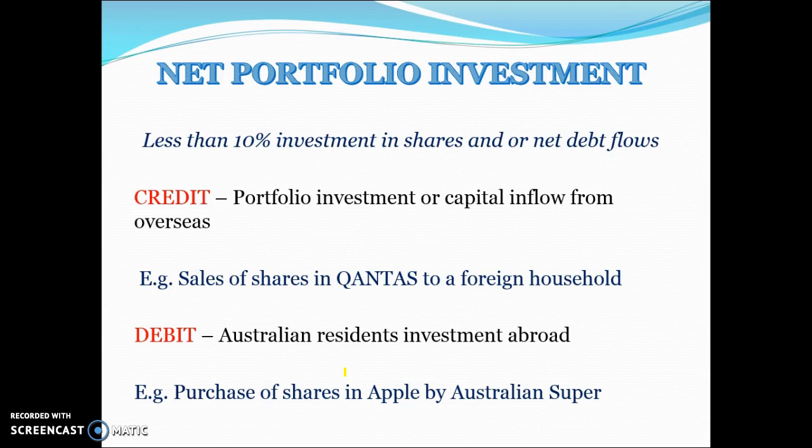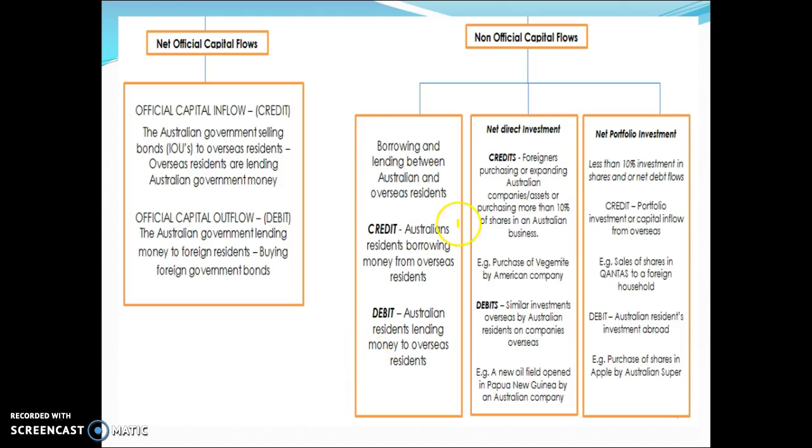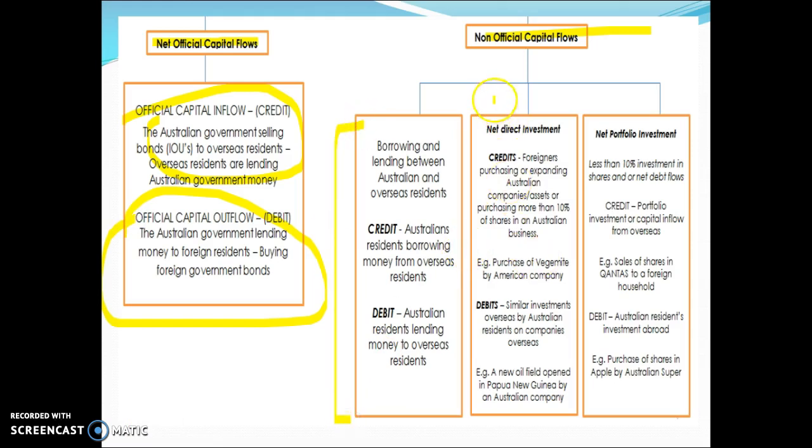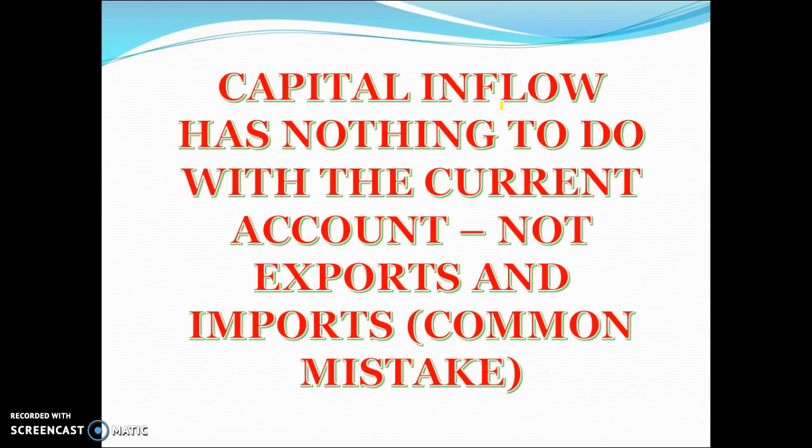Capital inflow has nothing to do with the current account. So when you're talking about capital inflow, don't talk about exports and imports. It's all about transactions in the financial account. The higher the current account deficit, the higher amount of capital inflow we receive, because the money flows back into Australia in the form of us borrowing or us selling off assets. So capital inflow will increase when we run a CAD because the money will flow into Australia in the financial account through borrowing or selling off assets.